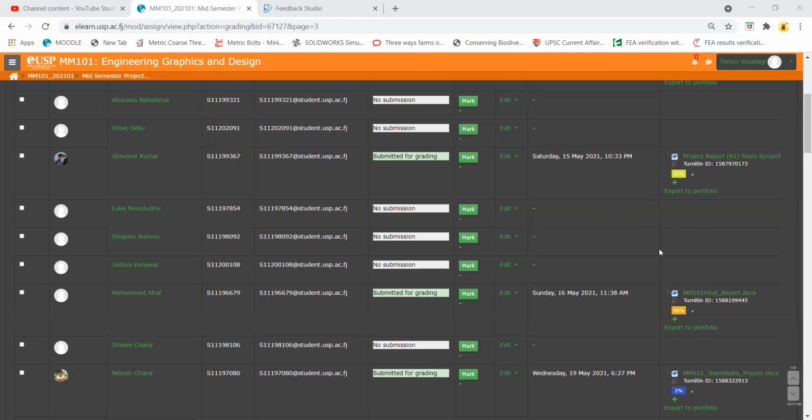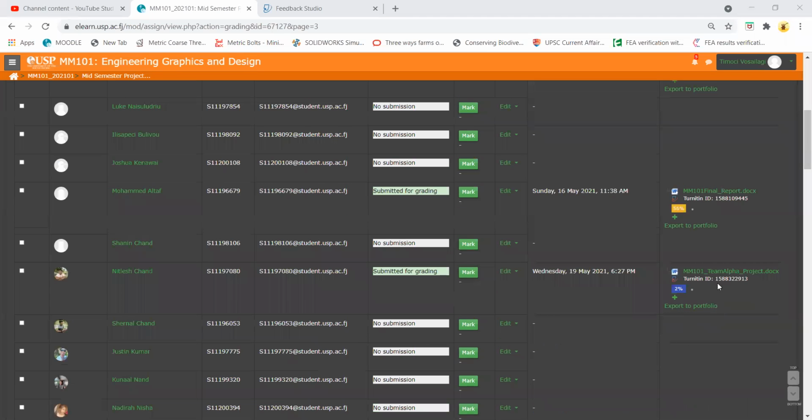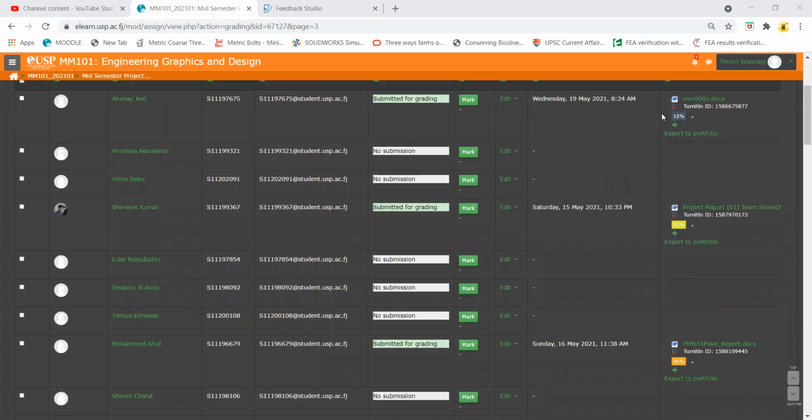Can you all see my screen? You're all able to see my screen? Yes, sir. Okay, so this percentage number is the amount that the software believes you have copied directly from some other source. So this group down here, 2%, that's fine. 33%, that's definitely not okay. 12% is still acceptable. Is that clear?